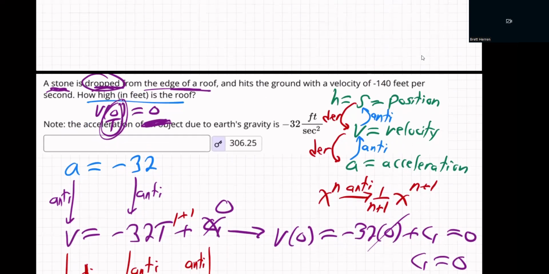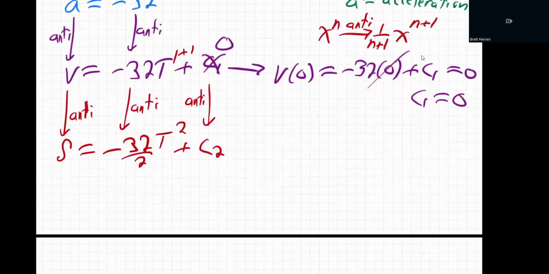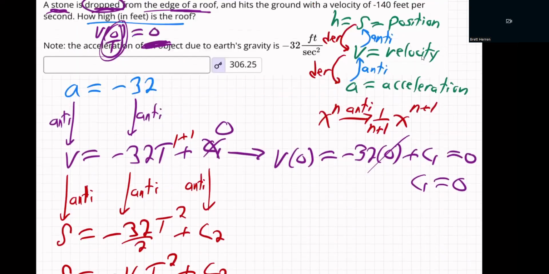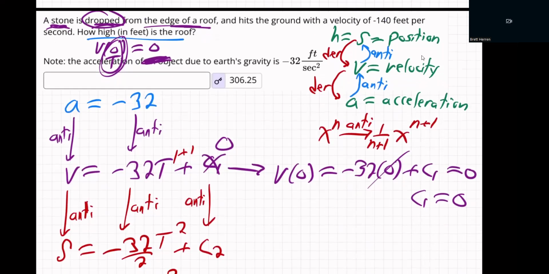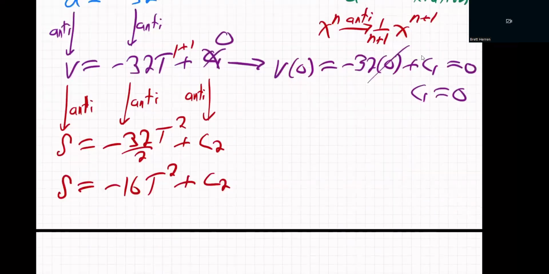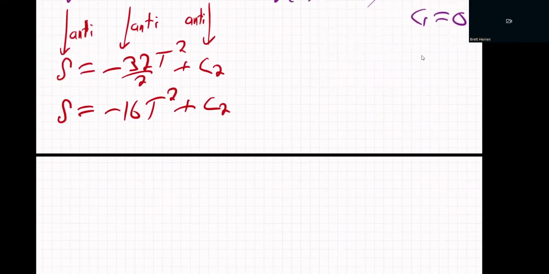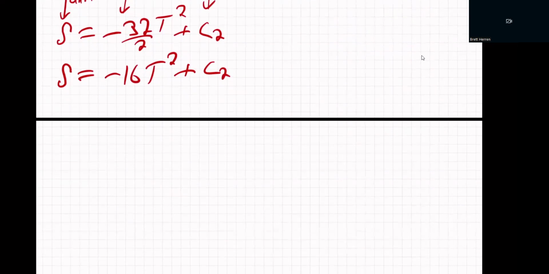Now let's clean that up a little bit. The position function is minus 16t squared plus C2. We don't know C2. What do we know? We know it hits the ground with a velocity of minus 140. Let's think about what that means.